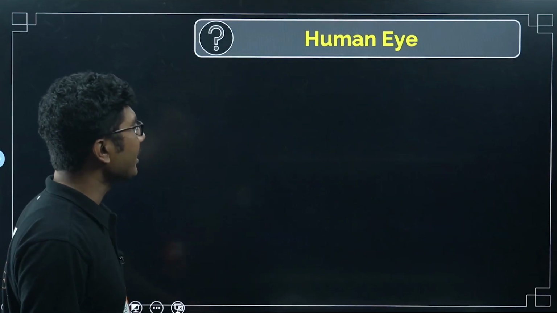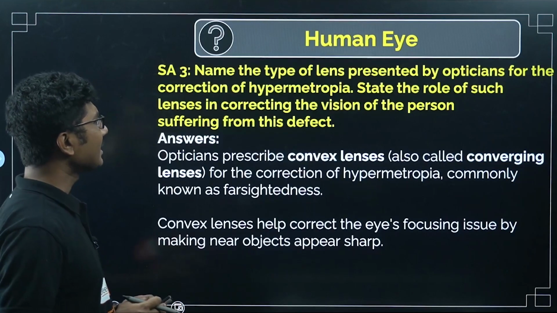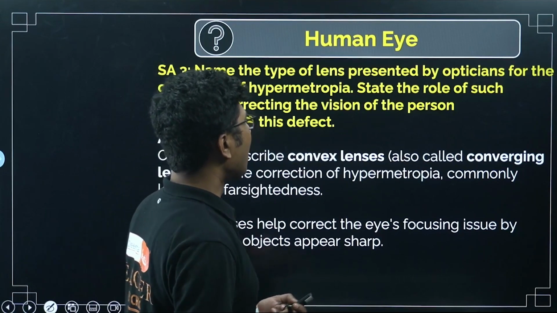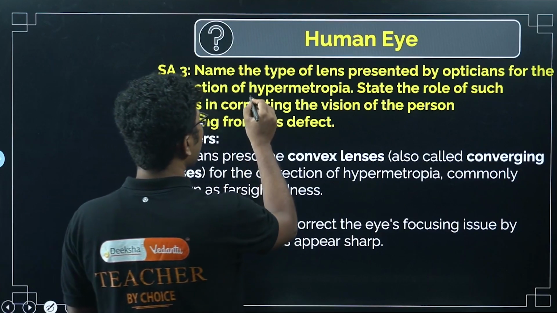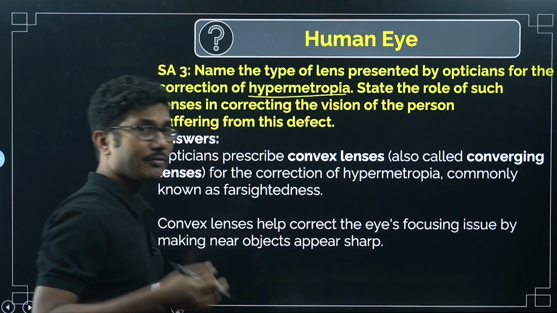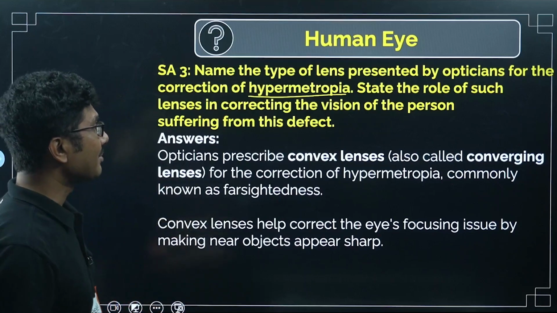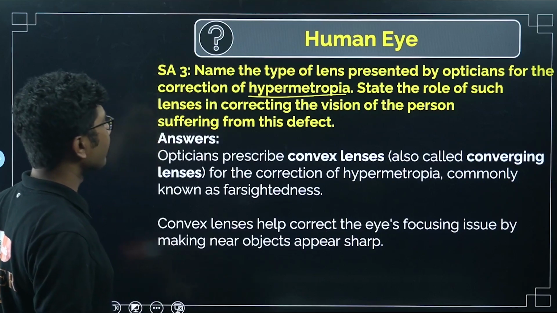So this is a very important question. Now another short answer type question. Name the type of lens prescribed by opticians for the correction of hypermetropia. Okay, so hypermetropia, we already learned that when we cannot see objects which are closer to our eye, that is called hypermetropia. State the role of such lenses in correcting the vision of a person suffering from this defect.